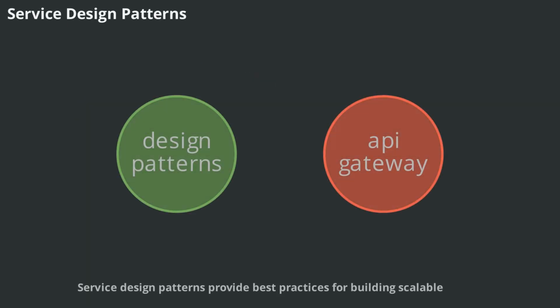Service design patterns provide best practices for building scalable, maintainable microservices. Patterns like API Gateway, Circuit Breaker, and Bulkhead are commonly used in Spring Boot applications. Interviewers may ask about design patterns, handling failures, and optimizing performance. Understanding service design patterns is key to building robust, reliable systems.